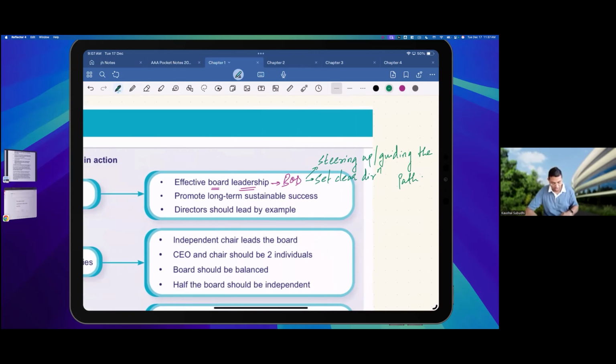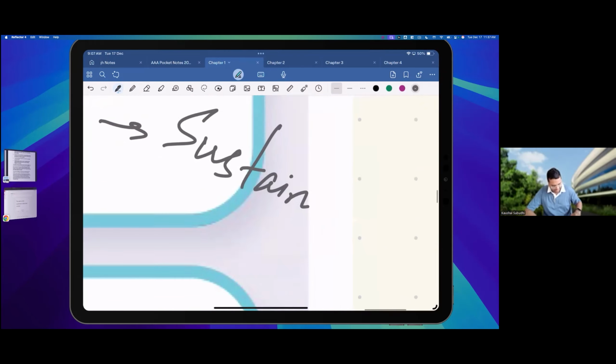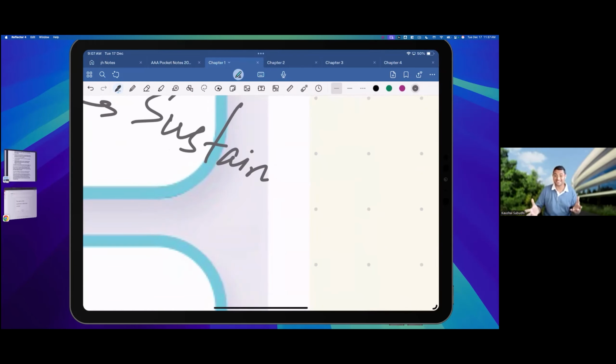They are focusing more on sustainability, right? Sustainability in the sense that we are talking about consistency and sustainability.